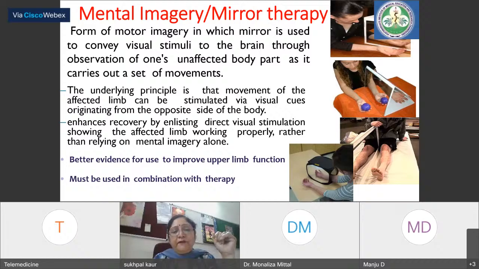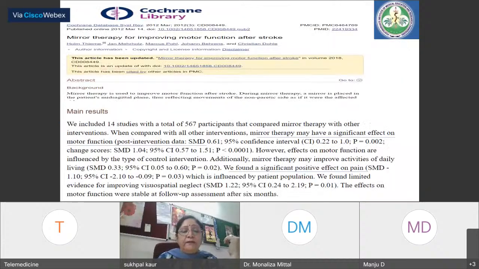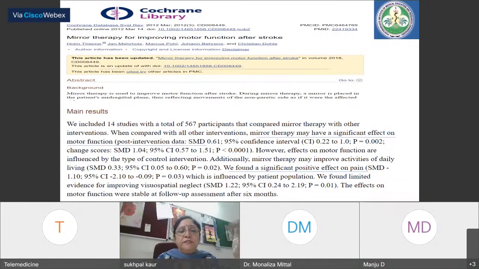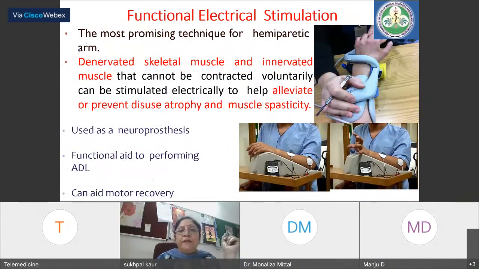So this is better evidence for use to improve the upper limb functions. Definitely it can be made use for the lower limb also, and definitely it should be used along with the other type of therapies for the patients. This is again one of the interventions which has been published in the Cochrane Library, wherein it has been proven that mirror therapy was quite effective in improving the limb functions after the stroke.